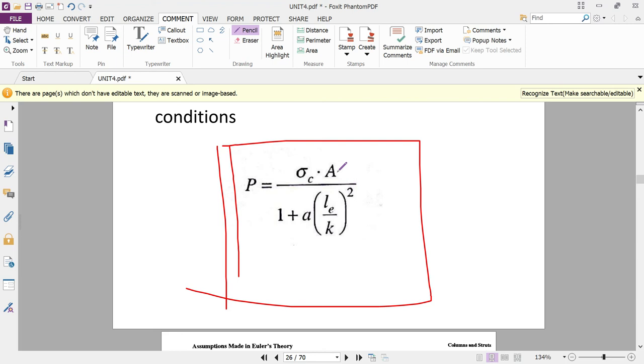So this was all about the basic theory which is related with the column and strut. Today we have seen the two basic equations. One is Euler's equation and the second is Rankine's equation, both of which are applicable for calculating the critical or the crippling crushing load of the column.